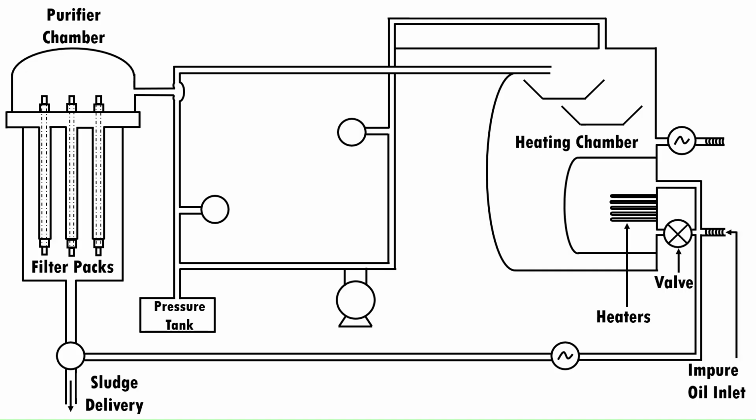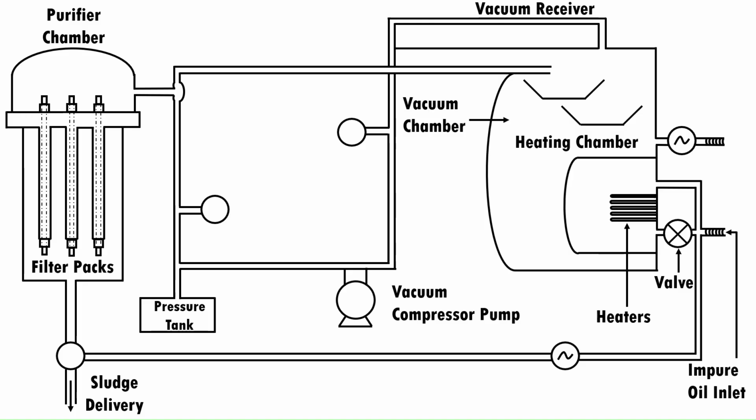For degasification purposes, oil is allowed to enter the vacuum chamber. A vacuum compressor pump is installed to create the vacuum in the vacuum chamber. We can measure the pressure of the oil by using a pressure gauge and the vacuum by using a vacuum gauge. Rotary pumps are used to circulate the oil from the heating chamber to the purifier chamber and also to collect the pure oil after completion of all processes.